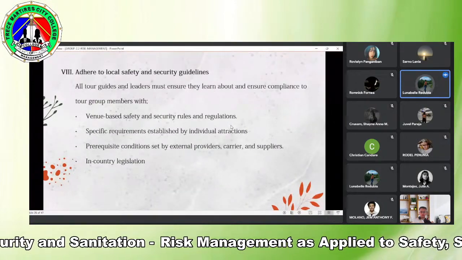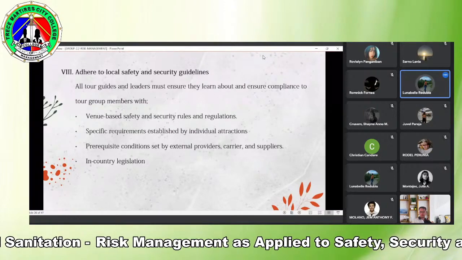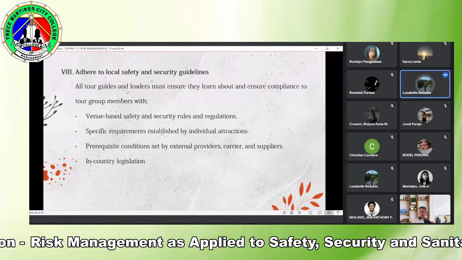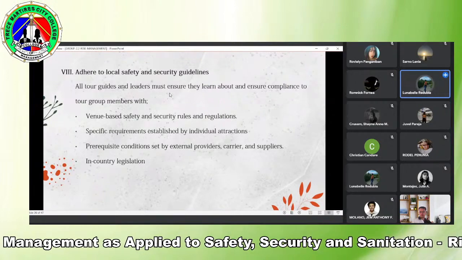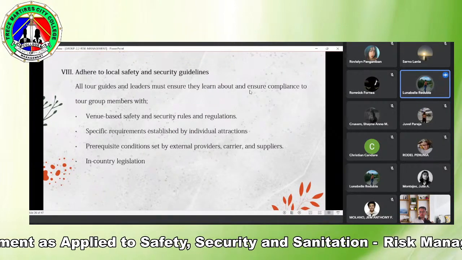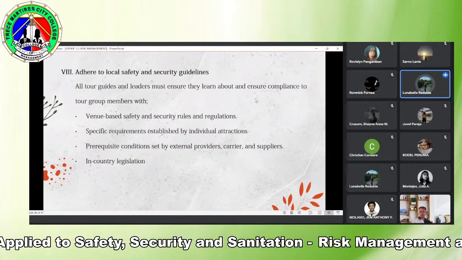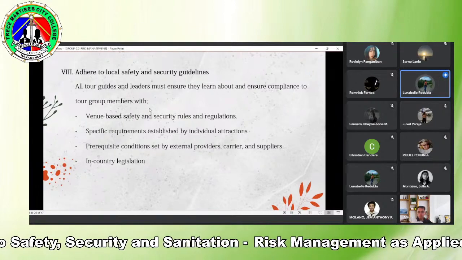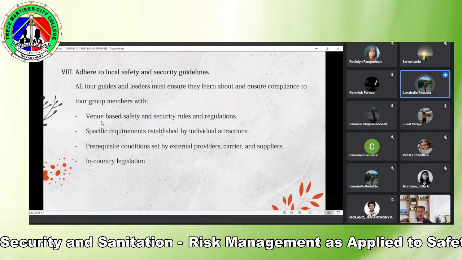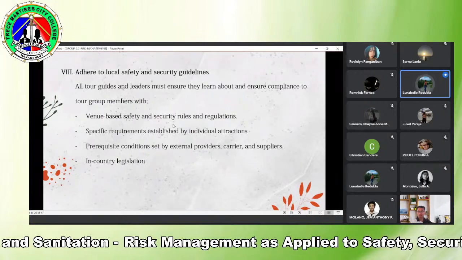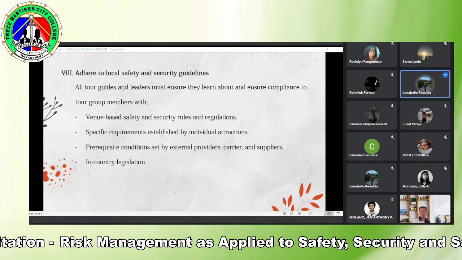Adhere to local safety and security guidelines. All tour guides and leaders must ensure they learn about and ensure compliance to tour group members with venue-based safety and security rules and regulations.